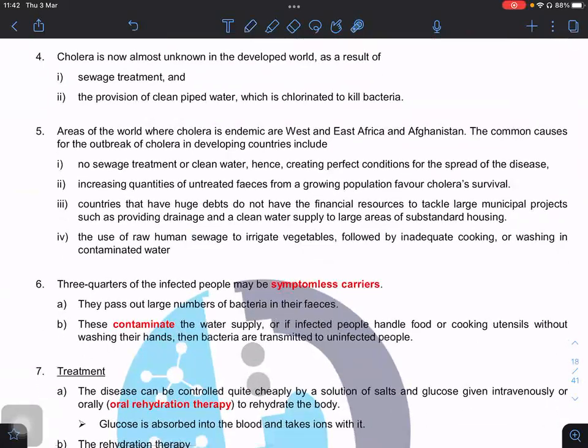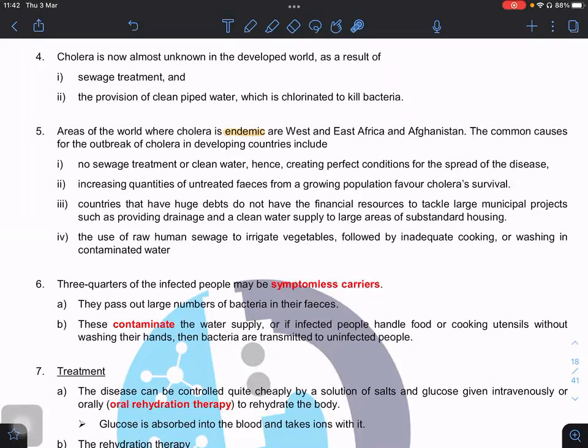So, cholera. Where there is no sewage treatment, provision of clean piped water is very rare. In areas of the world where cholera is endemic, you can see I use the word endemic, it's not pandemic anymore, not the whole world at the same time. The common causes of outbreaks include no sewage treatment, increasing quantities of untreated feces, countries that have huge debt, or the use of raw human sewage to irrigate vegetables.